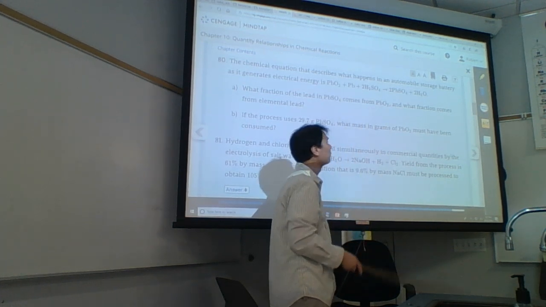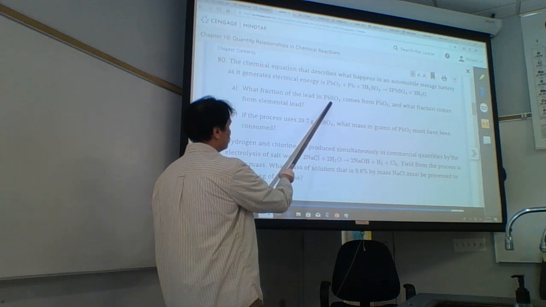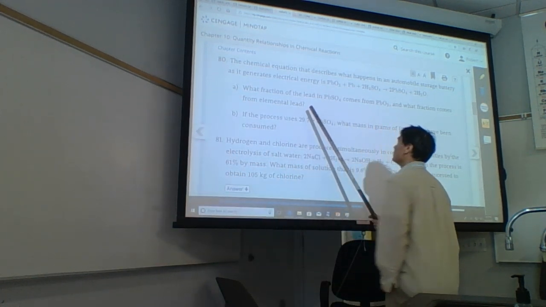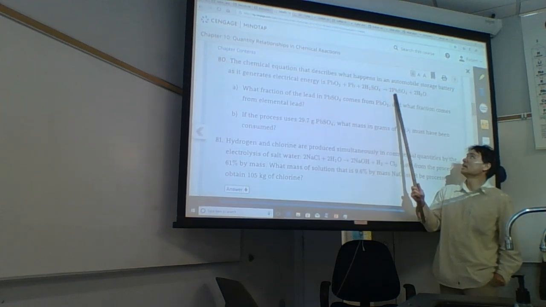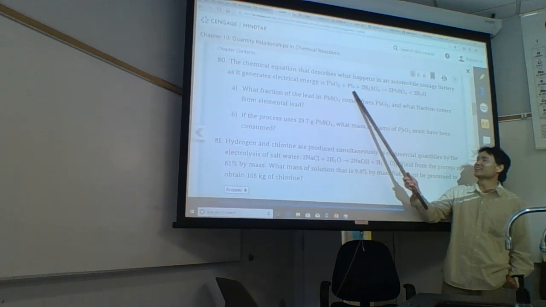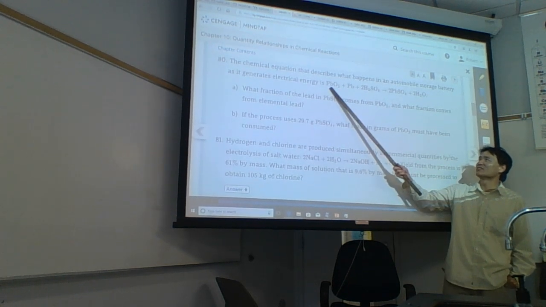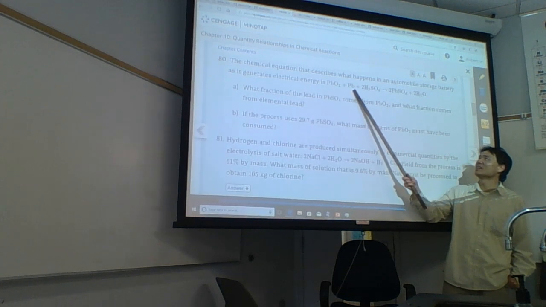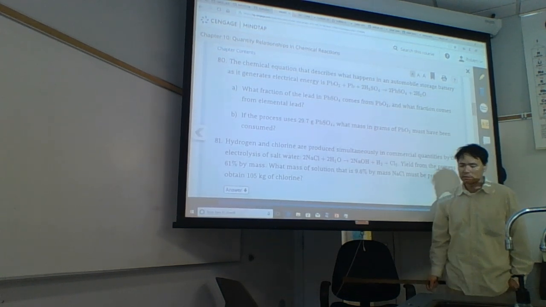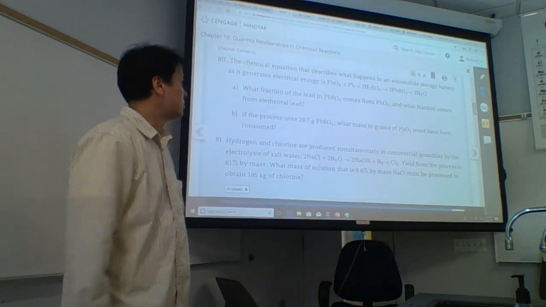That's what's happening. And so the first question is, what fraction of lead in lead 2 sulfate comes from PbO2? And what fraction comes from elemental lead? And so there are two leads here. One of the leads comes from PbO2, the other lead comes from Pb. And so as far as a fraction, half the lead comes from this, the other half comes from that. In other words, 50% from this, 50% from that. This is a balanced chemical equation. And so it's a 1-to-1 ratio.